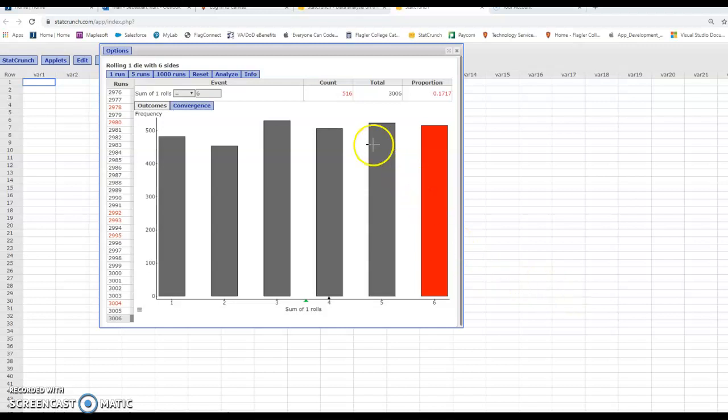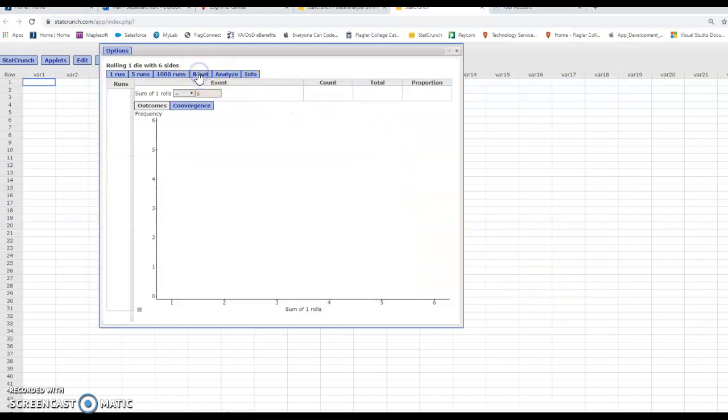All right, we're going to go ahead and reset this applet that we just worked on in the last page. We're going to take the top left and set the sum of one roll equal to 1. Then I'm going to do 30 runs here, 5 at a time. So I'm going to go 5 runs, that's 5.